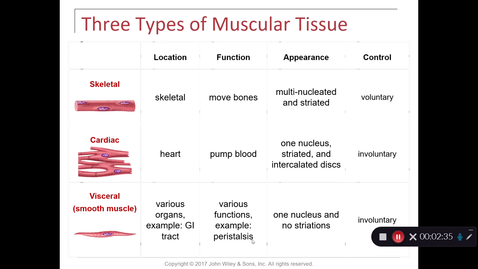You also have other things such as dilating or constricting blood vessels. Your uterus has smooth muscle in it. The urinary system has smooth muscle in it. A lot of places have smooth muscle. They have one nucleus and they do not have the striations. The way that they're bundled up is quite different, and we'll be talking about that in a little while. They are involuntary as well.